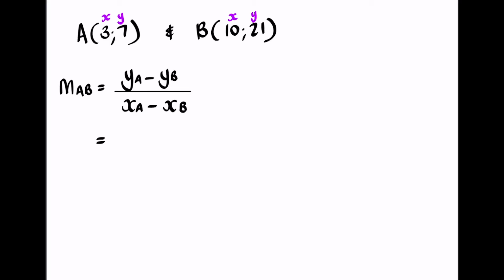So that will be equal to the y of A, which is 7, minus the y of B, which is 21, over the x of A, which is 3, minus the x of B, which is 10. So 7 minus 21 over 3 minus 10 gives me 2. Now that I have the gradient, I am going to substitute the points in.